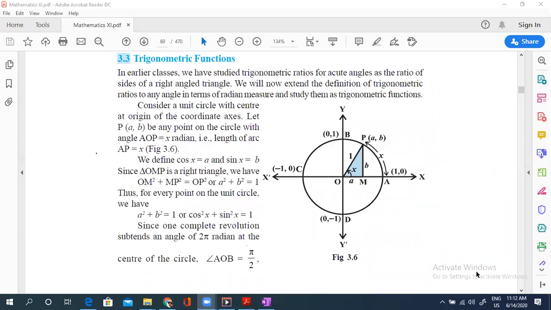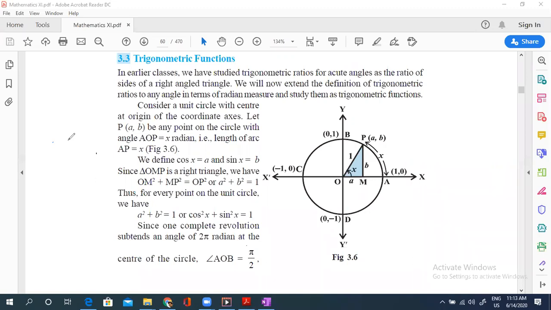Now, when we talk about trigonometric functions, first of all, we should know what trigonometric functions are. As I told you, we have 6 parameters in a triangle. In a right angle triangle or any triangle, we have 6 parameters. Those 6 parameters are 3 sides and 3 angles. Make sense?